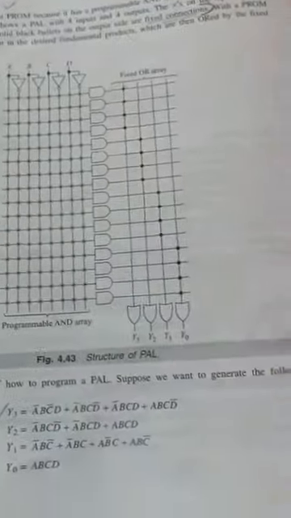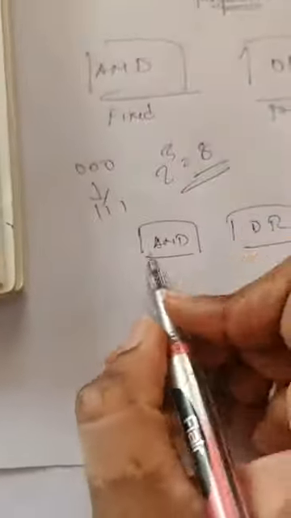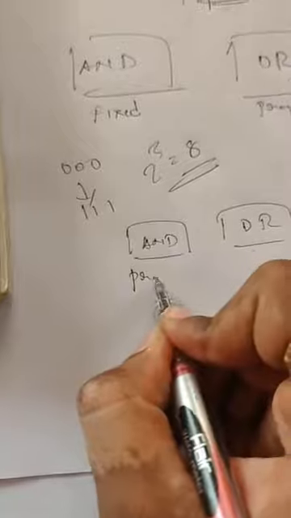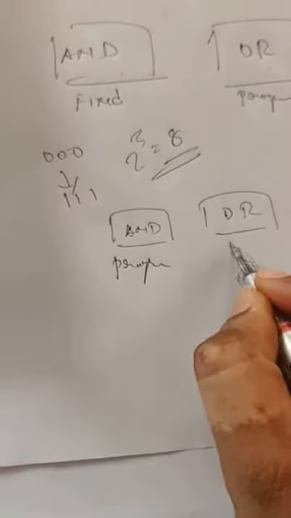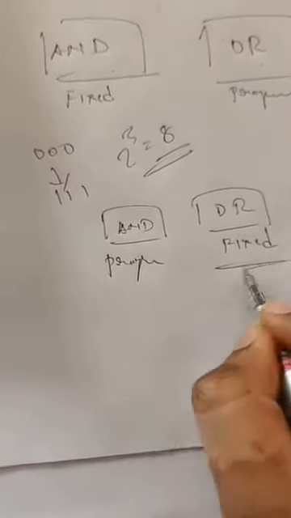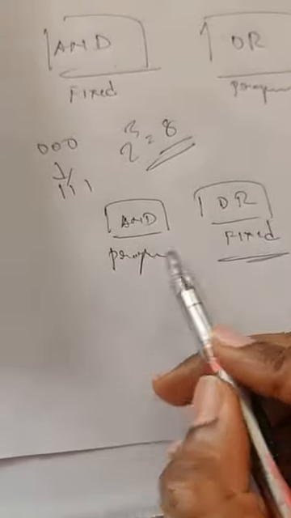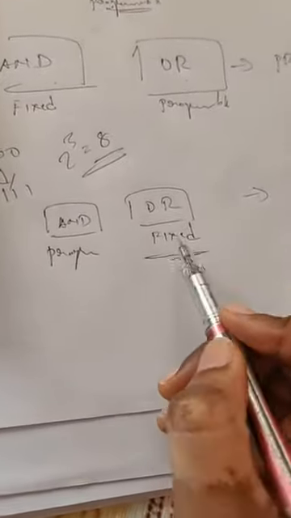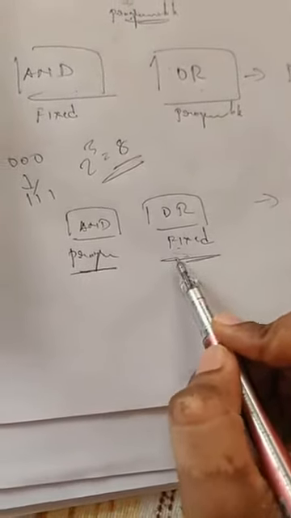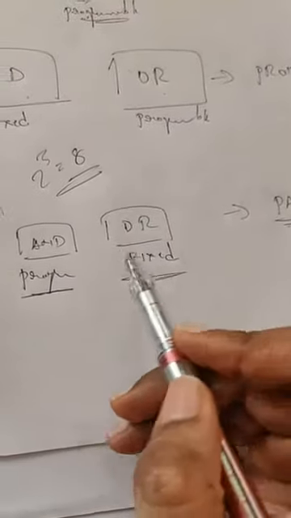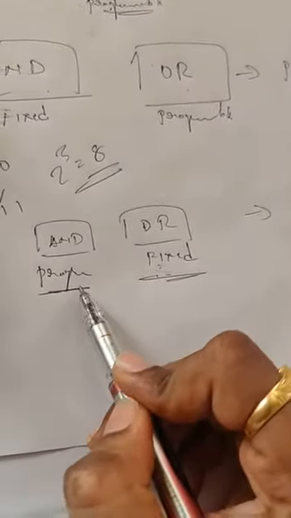In case of programmable array logic, the AND array is programmable and the OR array is fixed. So if you want to make any changes in PAL, that has to be done with respect to the AND array, and the OR array is fixed here. So in case of PAL, OR array is fixed, AND array is programmable.